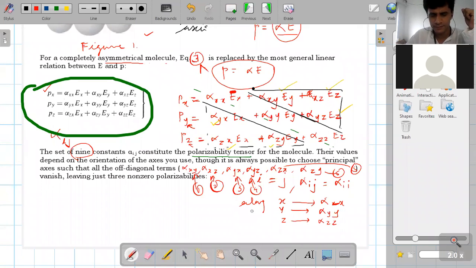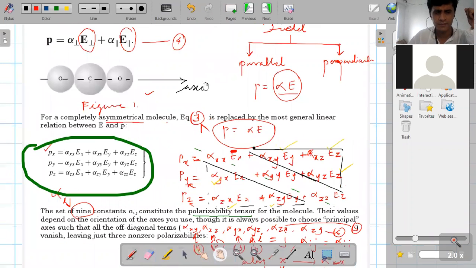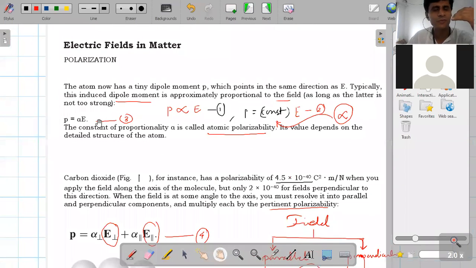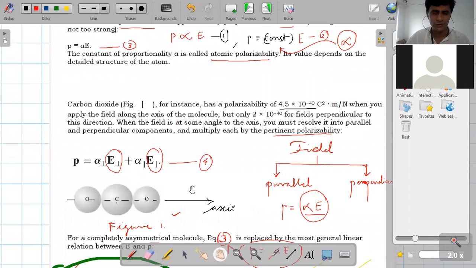So I will again extend. I already explained the meaning of dipole moment and the relation between P and E: they are directly proportional, and after removing the proportionality sign you get a constant, known as atomic polarizability, denoted by the letter alpha. Therefore P equals alpha E is the basic dipole moment equation with the field. But for a molecule, which molecule?